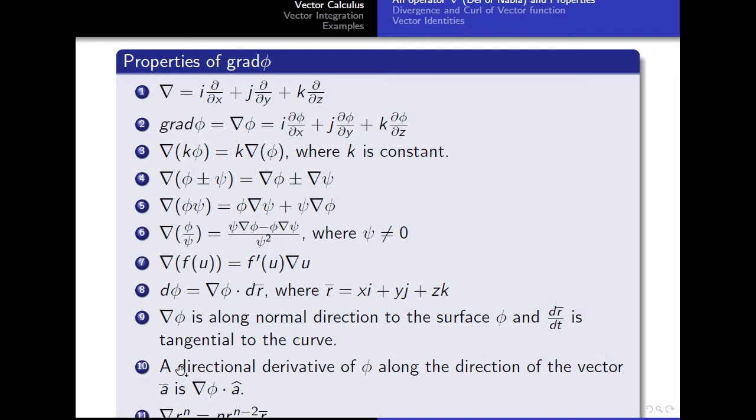Now, the directional derivative is very important; surely a problem will come on this. The directional derivative of phi along the direction of vector a bar is gradient of phi dot product with a cap, the unit vector of a bar. The next one: gradient of r raised to n is equal to n into r raised to n minus 2 into r bar. This is about the gradient. Remember, grad is a vector quantity and the gradient is along the normal direction.